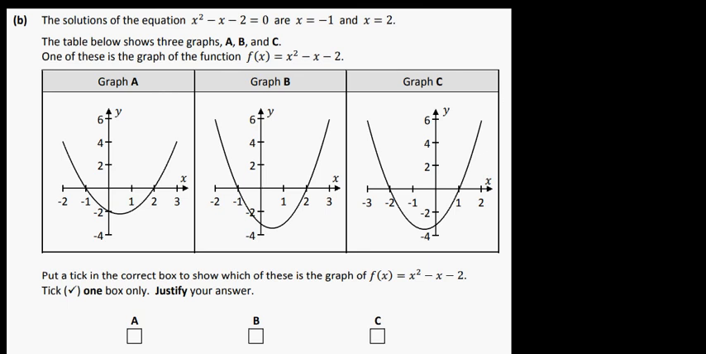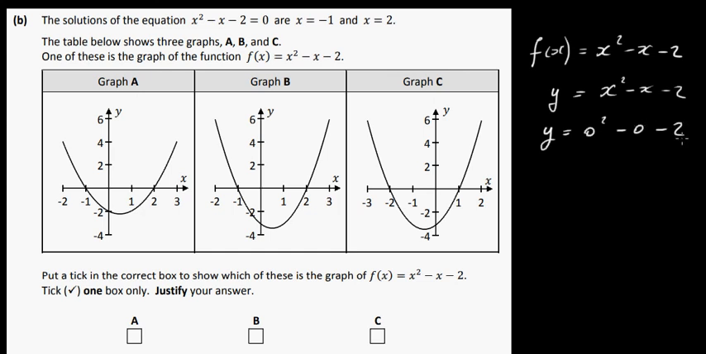So let's just write that down. We have our function f of x, and it's equal to x squared minus x minus 2. We want to know where does it cut the y-axis. Well, all the points on the y-axis have the x coordinates as 0. So this point here and this point here will have their x coordinates as 0. So if we put in 0 here, we can work out the y value. So x squared minus x minus 2. If we put in 0 for x, we'll get y is equal to 0 squared minus 0 minus 2. So that'll give us y is equal to minus 2.